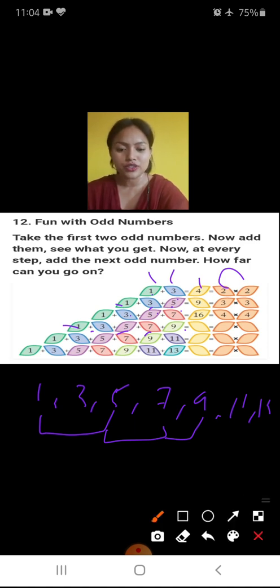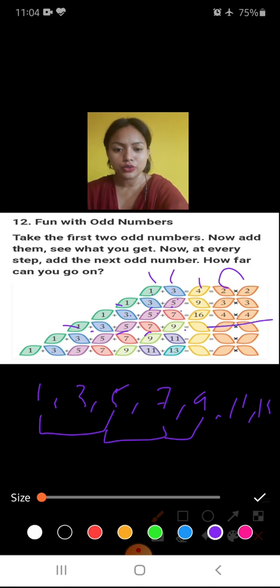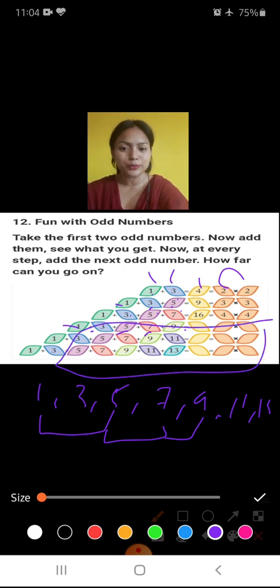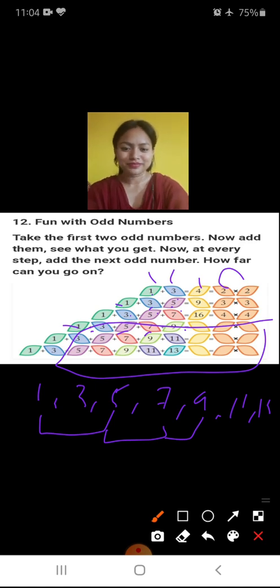Try to do this yourself. Try to do these 3 parts yourself. Pause the video and do it, and after that we'll check the answers also.